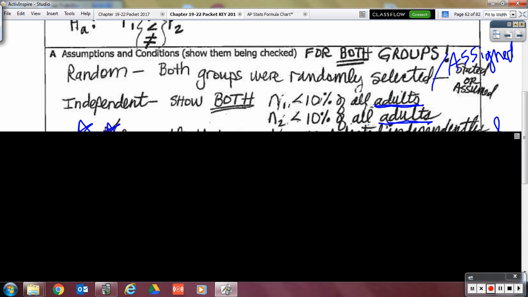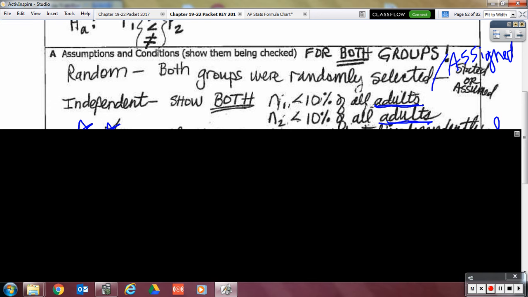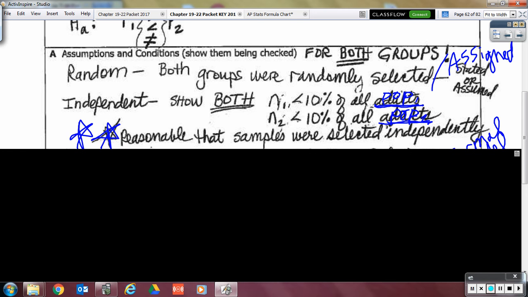Okay, independent: show that both of them are less than 10%. So the sample of the first is less than 10% of all of the population of the first group. Second one is less than 10% of all of the population of the second group. And here's our new improved condition that we have to add under independent: it's reasonable that the two groups are independent of each other. Nobody counted in both groups. All right, so that's the only added condition.